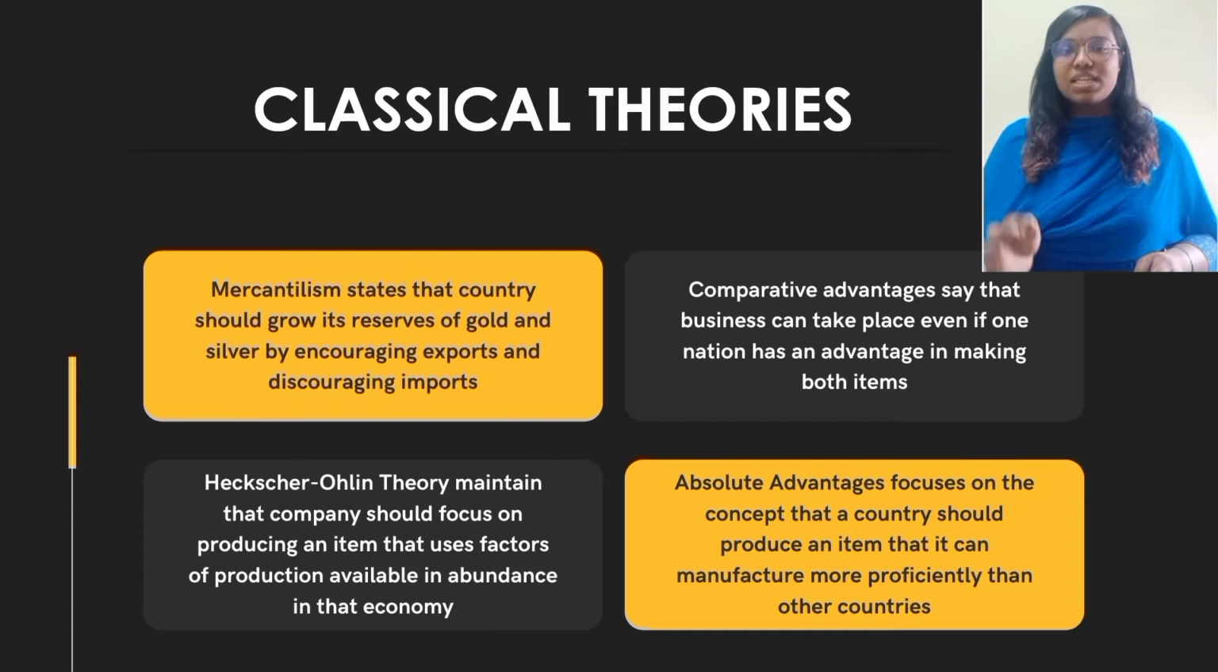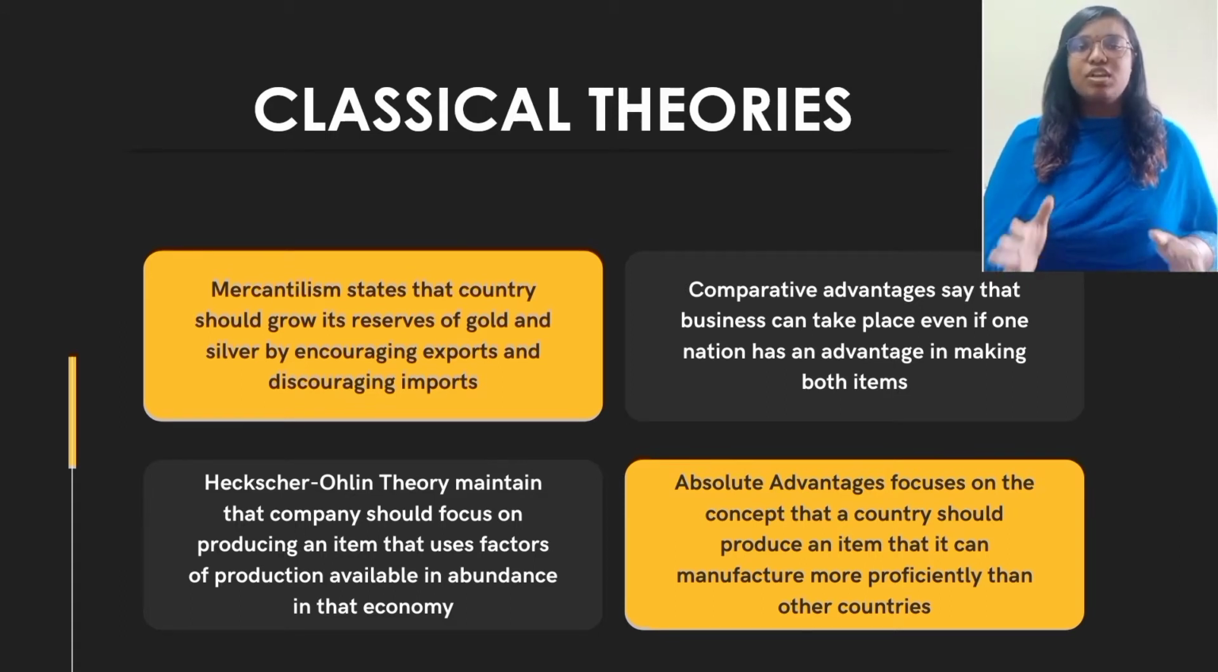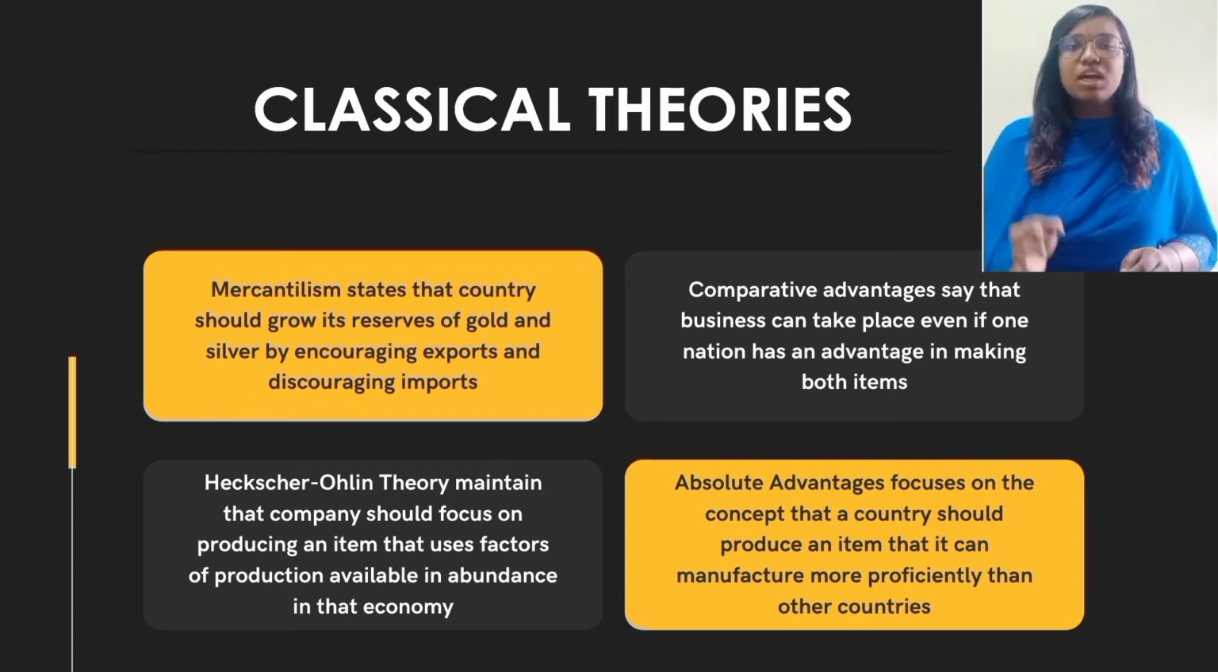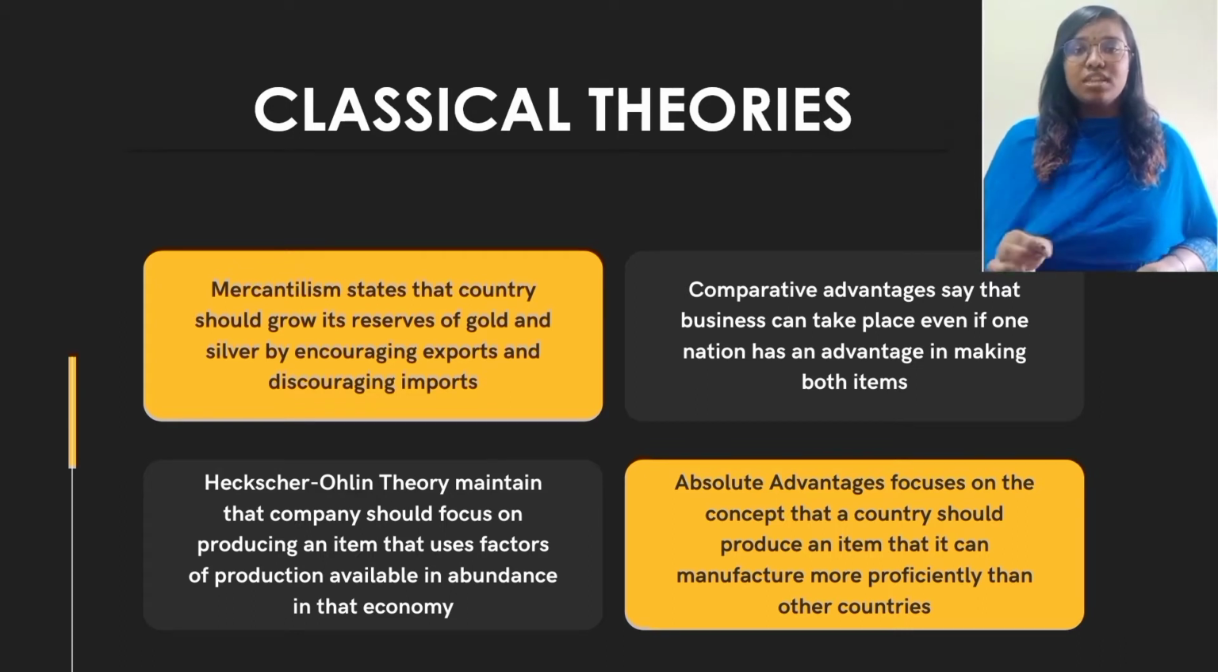The second one is absolute advantage. This is among the best theories of international business. Adam Smith, in his book The Wealth of Nations in 1776, challenged the validity of mercantile theory and raised serious objections. Smith's theory talks about a country focusing on producing an item that it can manufacture more efficiently than other countries, with each country focusing on producing what they do the best. The result is a boost in effectiveness.